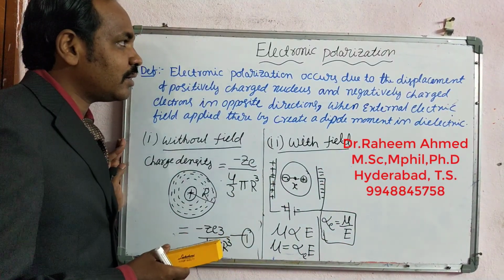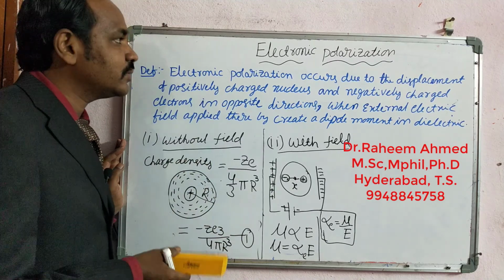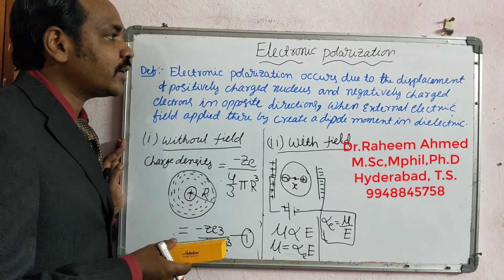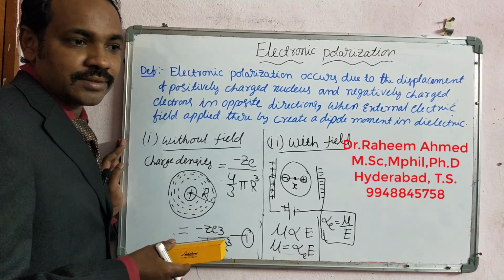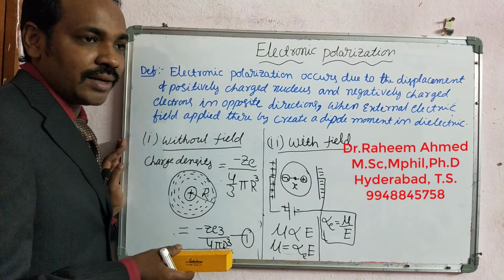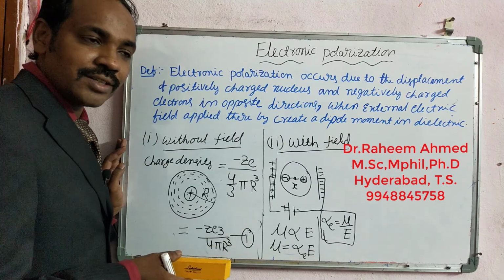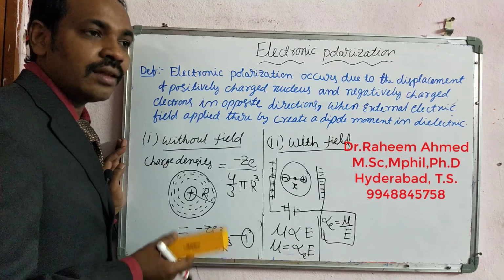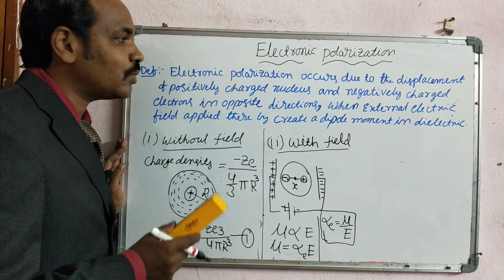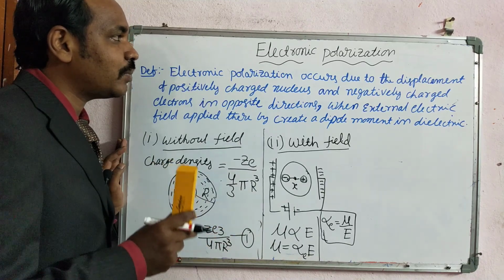Raheem Ahmed. Today I am going to explain to you electronic polarization in dielectric materials. We know that there are four different types of dielectric polarizations. First one is electronic polarization. Second one is ionic polarization. Third one is space charge polarization. Fourth one is orientational polarization.